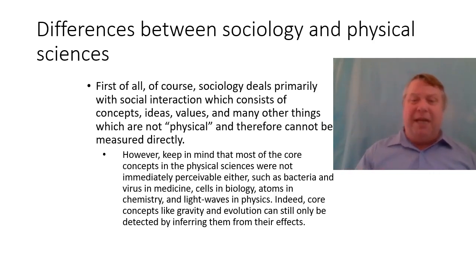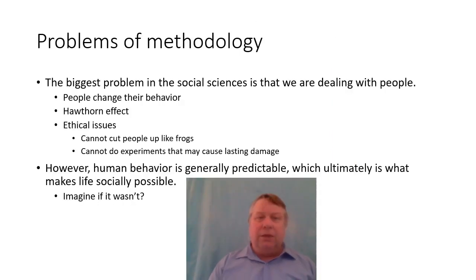Keep in mind, though, that many of the core concepts in the physical sciences were also not immediately perceivable, such as bacteria and viruses in medicine, cells in biology, atoms in chemistry, light waves in physics. All of these things were theorized before they were actually seen. Indeed, core concepts like gravity and evolution can still only be detected by inferring them from their effects. So this is not necessarily a problem unique to the social sciences. So this does create some issues or problems of methodology.